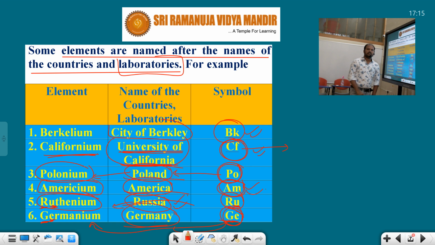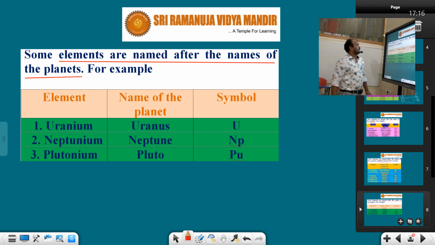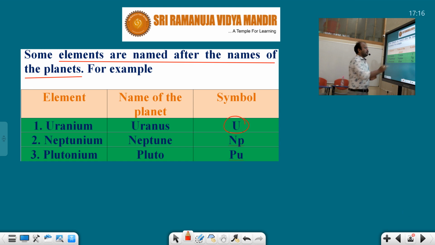After that, some elements are named after the names of the planets. Based on planet names also, the symbols of the elements are assigned. Uranus is a planet. Neptune, we know that planet. Pluto, a planet. Based on those, element names have been given. From the planet Uranus, one element name has been given: uranium. Its symbol is U. How to take this? Because it is derived from the planet Uranus.